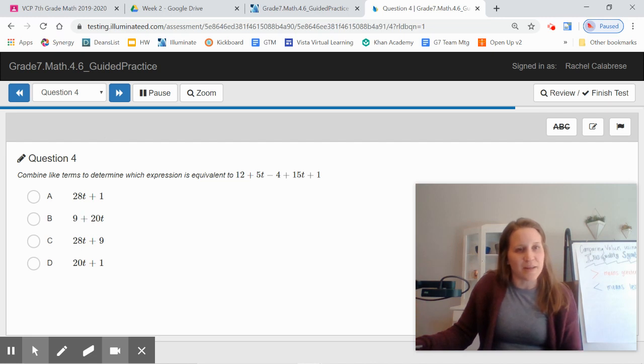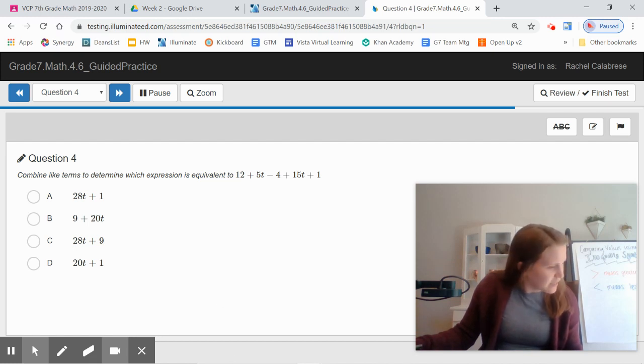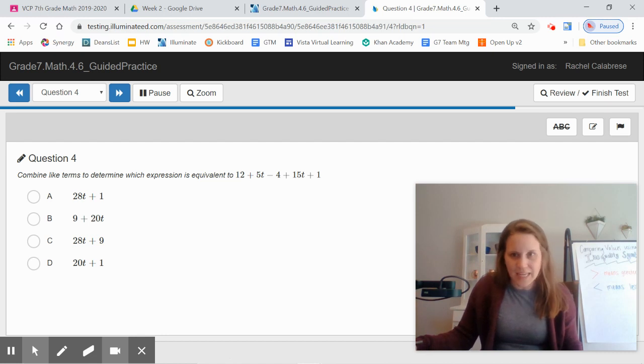All right, question 4. Combine like terms to determine which expression is equivalent to, wow, that's a long expression. Okay, we got this. Taking a look at my answer choices, I see they're all totally simplified. I've got different numbers of t's happening here, and I've got different constant terms. Also notice the order is swapped around a little bit. Good to know. Let's see. Let's actually do this one together.